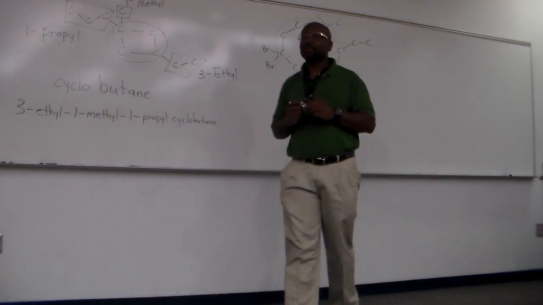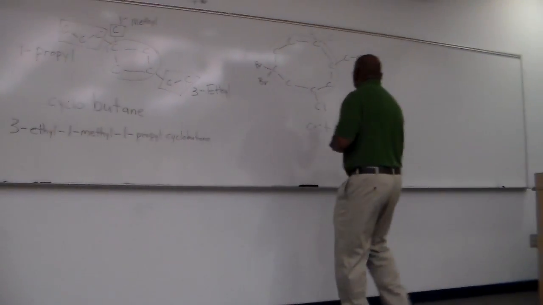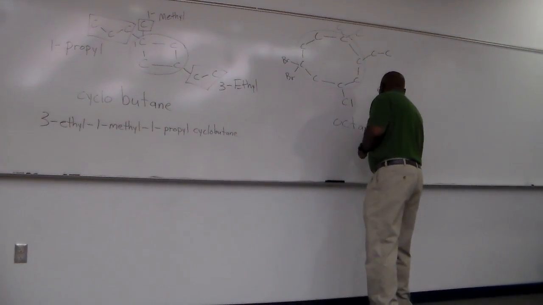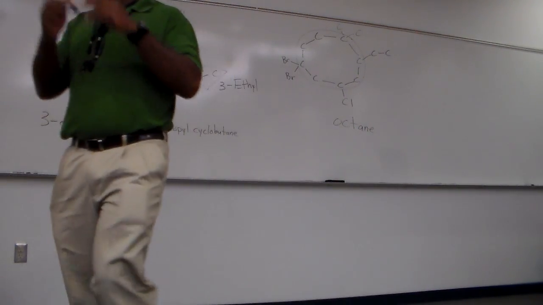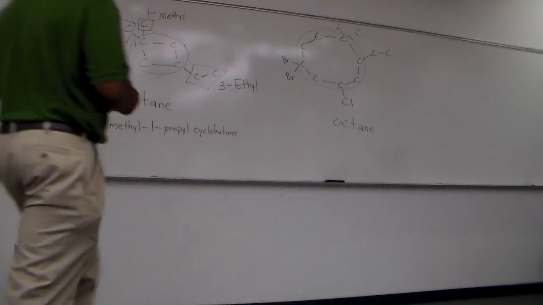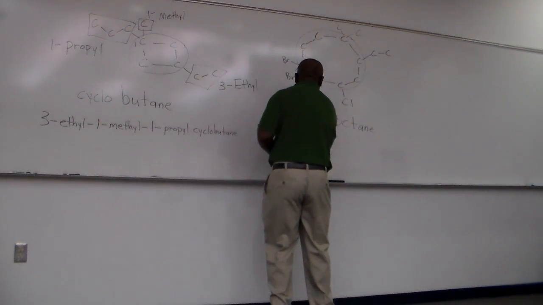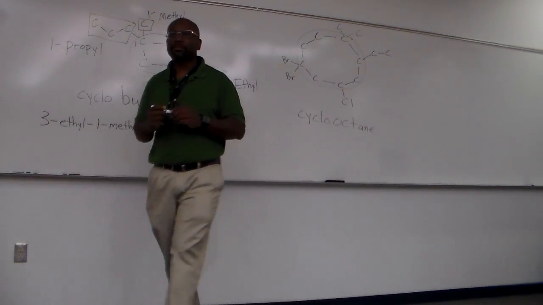What type of bonds? Single, double, or triple? Single. Octane. But since octane is a straight chain molecule, not cyclic, how do we indicate a straight chain molecule from being a cyclic molecule? We must add the word cyclo. Anytime you got a ring, you gotta have the word cyclo.